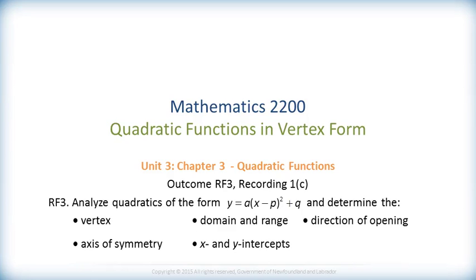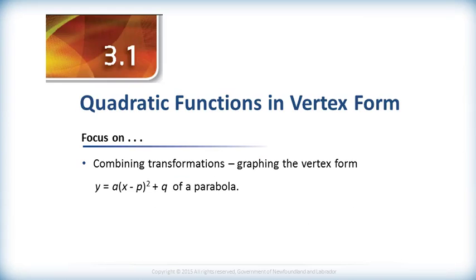This is recording 1C in our series on quadratic functions in vertex form for Unit 3, Chapter 3 of Mathematics 2200. We'll be combining the transformations we learned about in recordings 1A and 1B to look at the graph of a function in vertex form, y equals a outside of x minus p squared plus q.